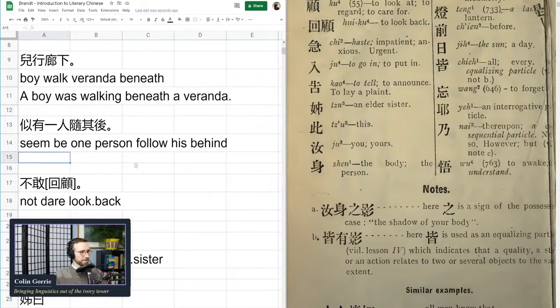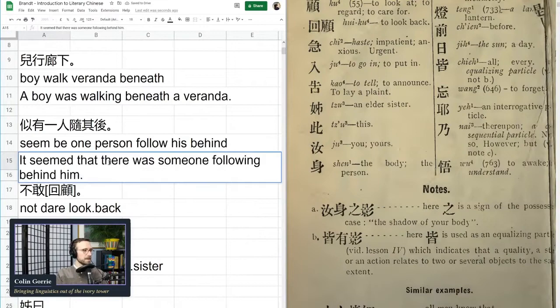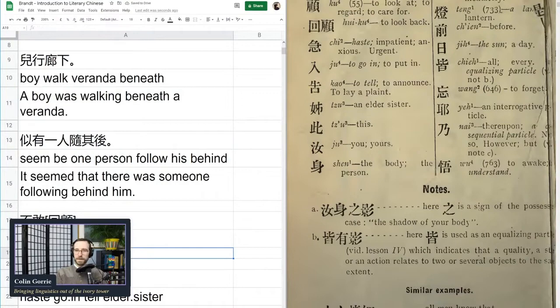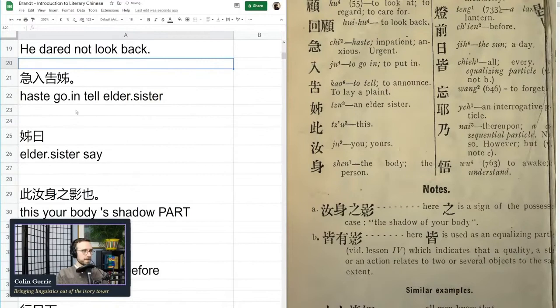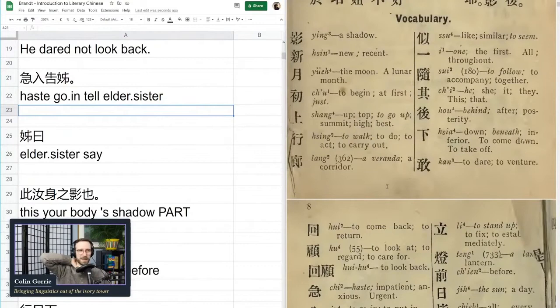It seemed that there was someone falling behind him. If we can maybe get some word wrap on this thing. I don't know. I think that'd be nicer. Great. Scrolling again. He did not dare, or he dared not, look back. The question is, what do we do with this haste morpheme? Is this going to be like an adverbial? Is it going to be sort of a serial verb construction, kind of, he hastened to go. I am going to say something like, in haste, I'm going to make it an adverbial.